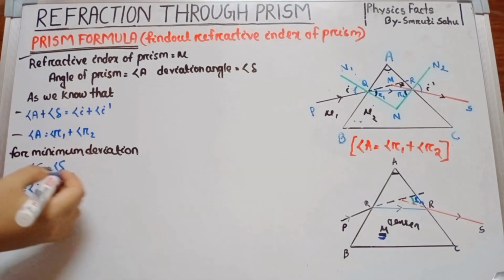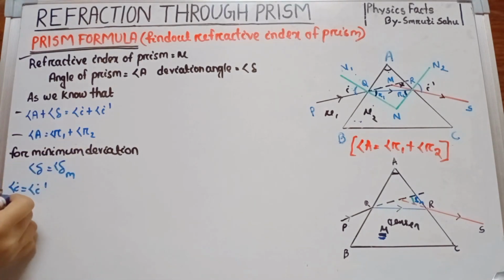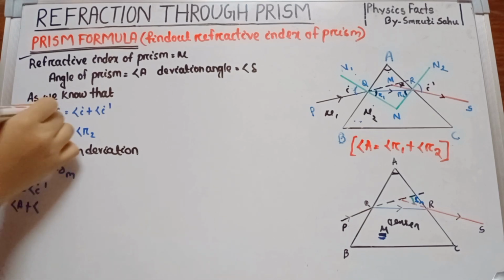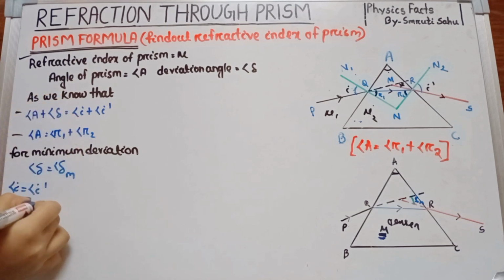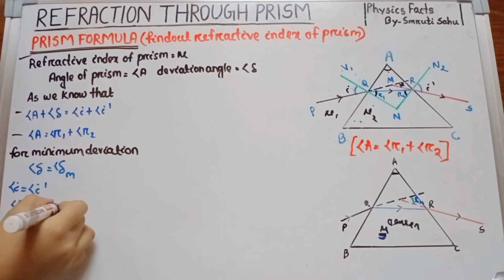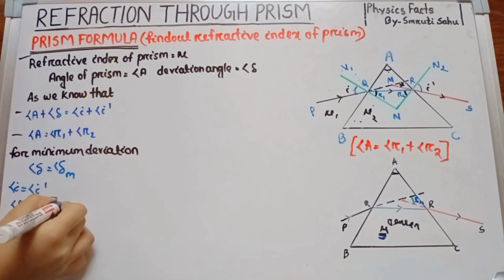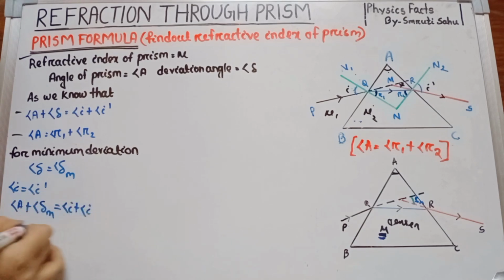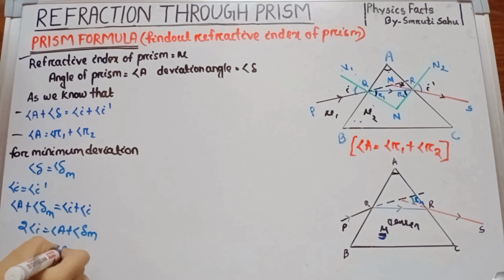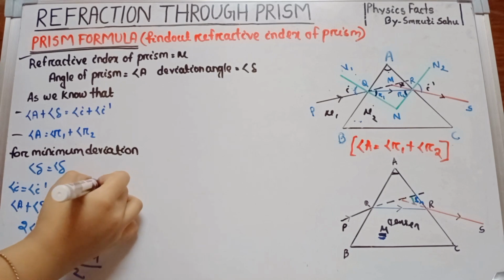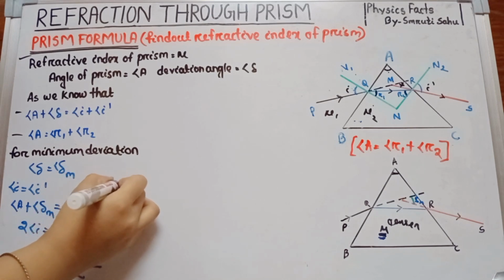For minimum deviation, delta equals delta m, and we know that I equals I prime. So in the value of delta we put delta m because of minimum deviation: A plus delta m equals I plus I prime, that is the same. So I plus I, that means 2I, equals angle A plus angle delta m. So what is I? I equals (A plus delta m) divided by 2. Clear, students?